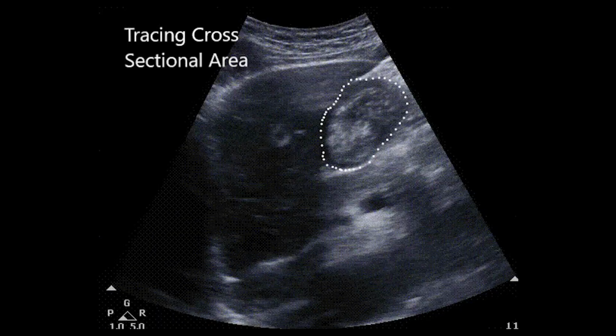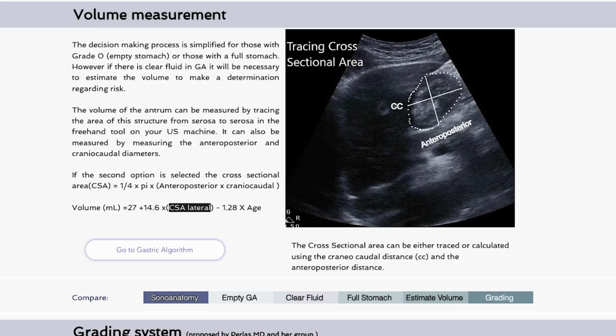To do this, we trace the area using the freehand tool on your ultrasound machine and include the full thickness of the gastric wall from serosa to serosa. Alternatively, the cross-sectional area can be estimated by using the formula of the area of the ellipse. Cross-sectional area is equal to pi/4 times the anteroposterior diameter times craniocaudal diameter. These two diameters should be perpendicular to one another. The measurement needs to be taken between gastric contractions to avoid underestimation.